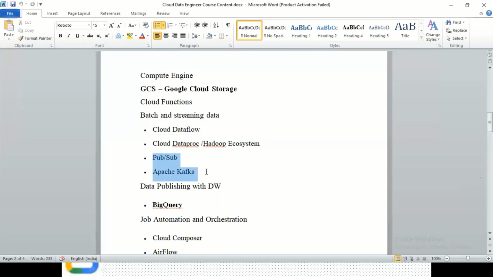But then, there is an alternative. That's the reason I kept it here. Kafka and Pub/Sub are the same kind of tools.